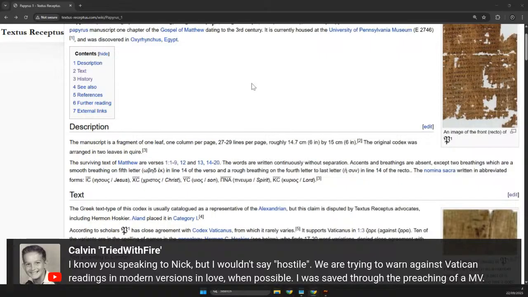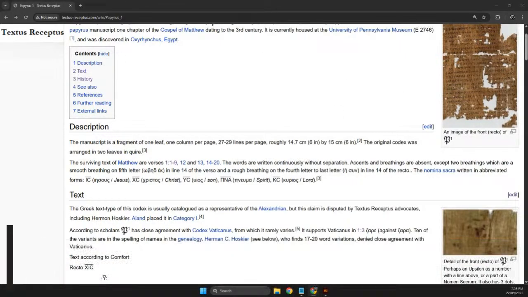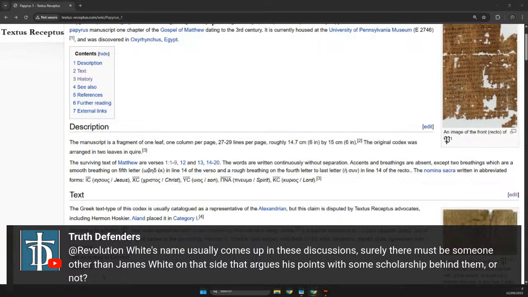And it's like, so anyway, Truth Defenders says, Revolution, White's name usually comes up in these discussions. Surely there must be someone other than James White on that side that argues his points with some scholarship behind them, or not. Well, I think James White is probably the most popular voice. And if you look at Wes Huff, he holds up James White's book, which I've got right in front of me.